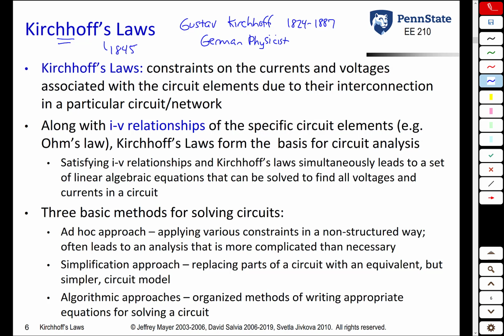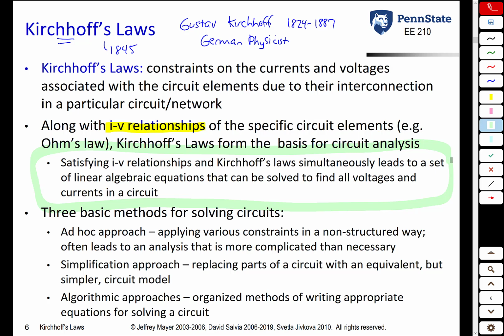They are constraints on the currents and voltages in a circuit due to the interconnections between the different circuit elements. And we're going to see Kirchhoff's laws in conjunction with the IV relationships for the specific circuit elements, the sources, the resistors, the capacitors, etc. Kirchhoff's laws in conjunction with these IV relationships are going to form the basis for circuit analysis. Specifically, if we simultaneously use Kirchhoff's laws and the IV relationships of the circuit elements, we can come up with a set of equations to solve circuits.